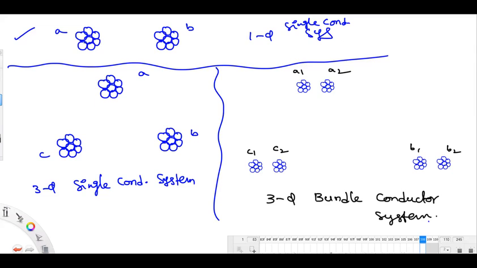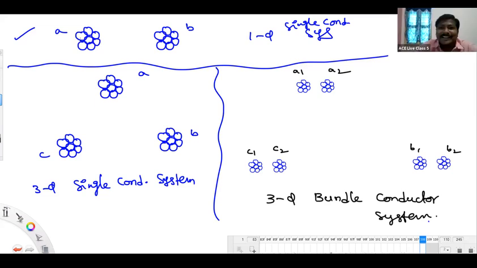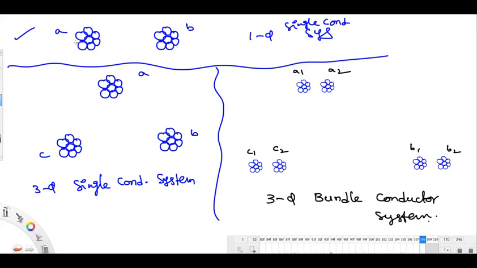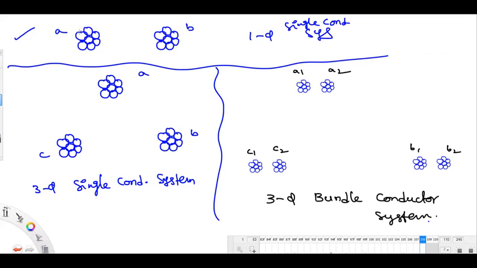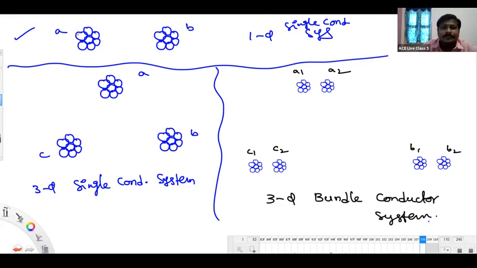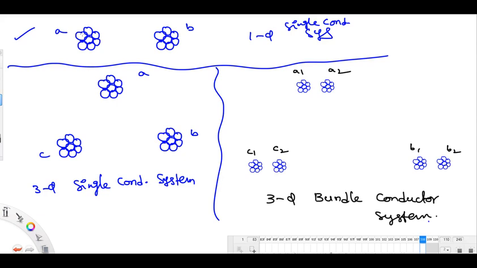That means it is the same as an AAC conductor, sir? How will it be AAC, Bhaskar, if you neglect the steel conductor? One of the conductors you are neglecting, but in the AAC that conductor is aluminum. The difference is there. Okay, getting it. Any other doubt, Bhaskar? No, sir.